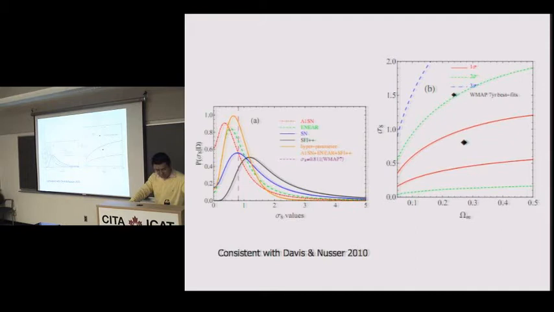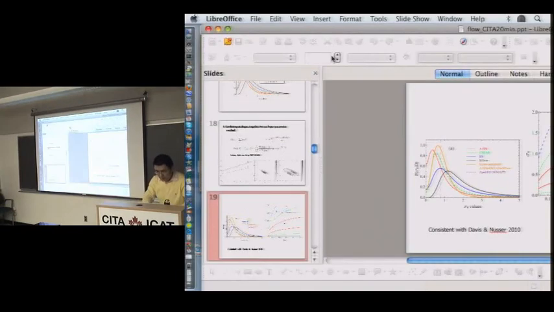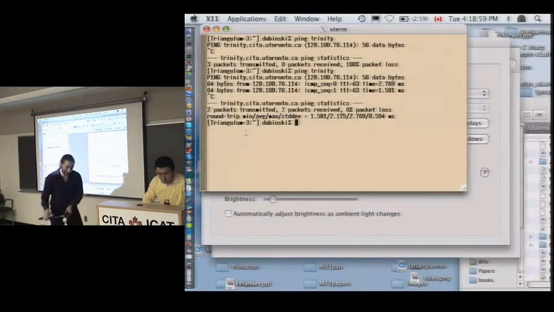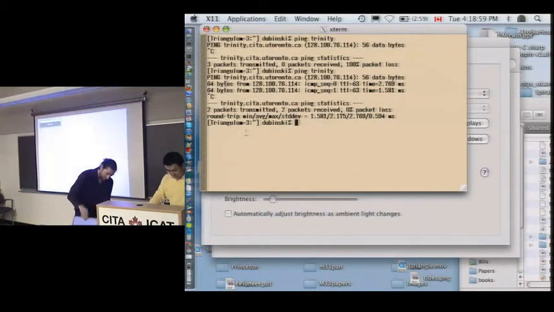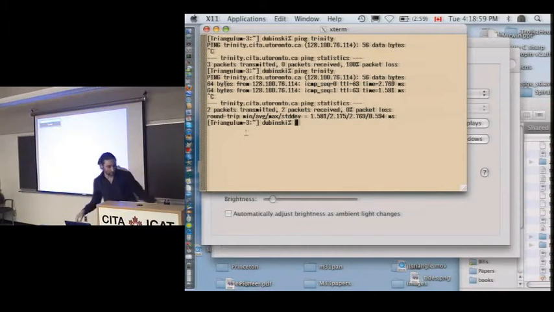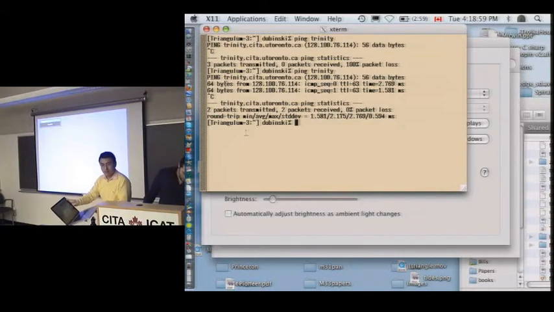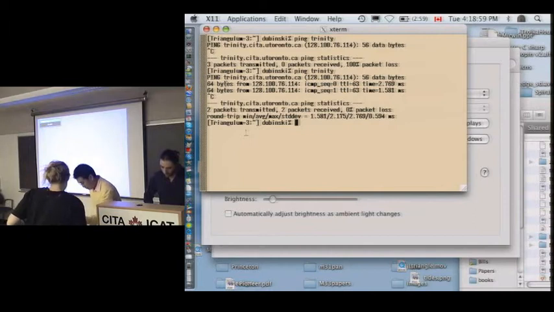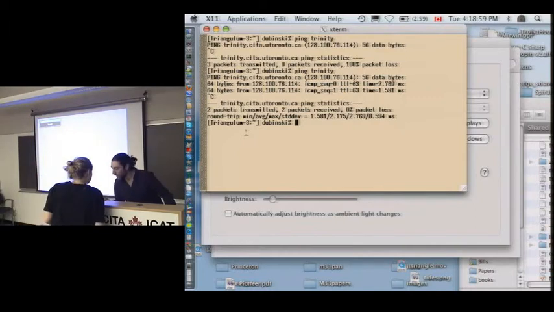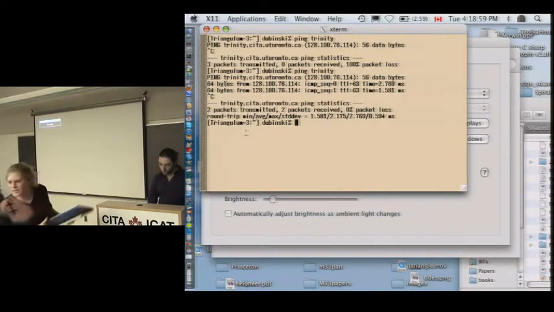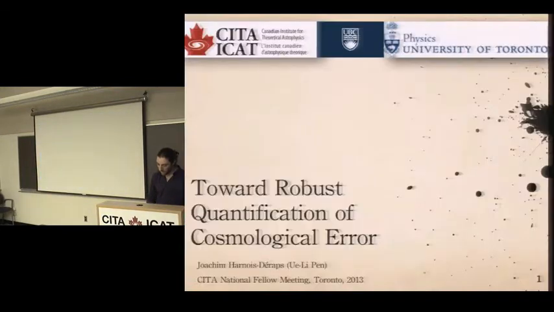So we should move on to our next speaker. Our next speaker is Joachim Harnois. He did his PhD here at the University of Toronto and CITA with Wei Li. He's now a CITA National Fellow at UBC, although he's working from McGill University currently. And today he will talk about robustly quantifying cosmological errors. So just wait a moment.